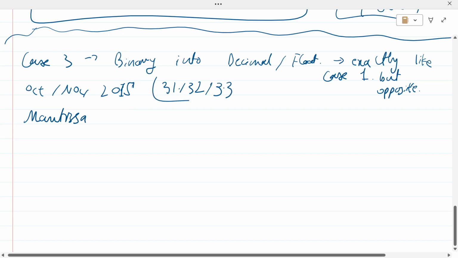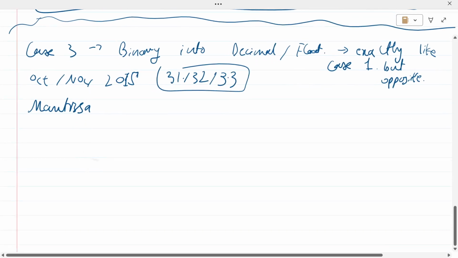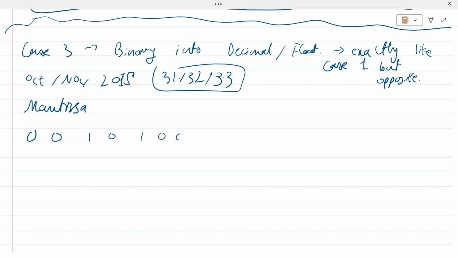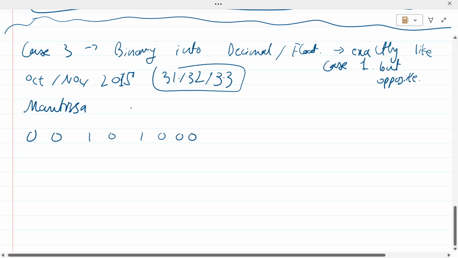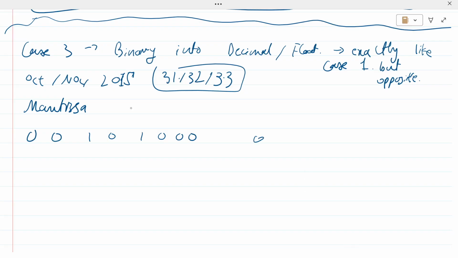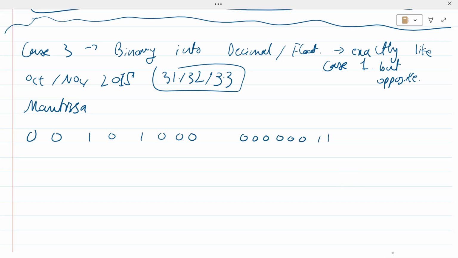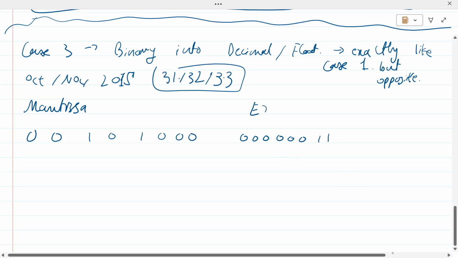It's just the same. So the mantissa for this is 0, 0, 1, 0, 1, 0, 0, 0. Okay, that's one thing. And then the exponent is 0, 6 zeros, and then 2 ones. Okay, this is the exponent.